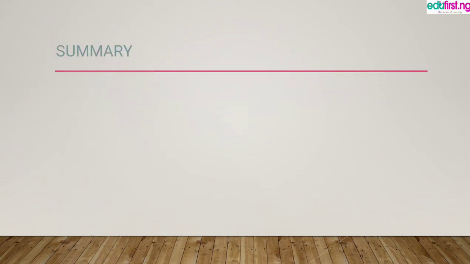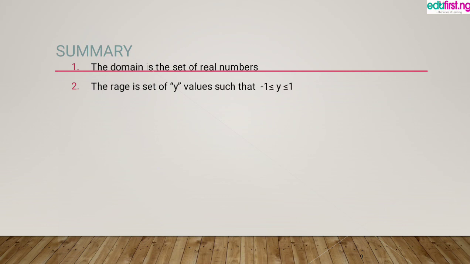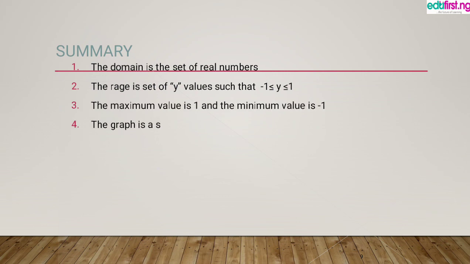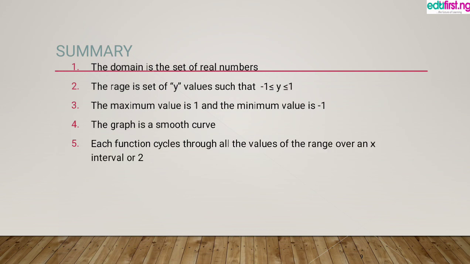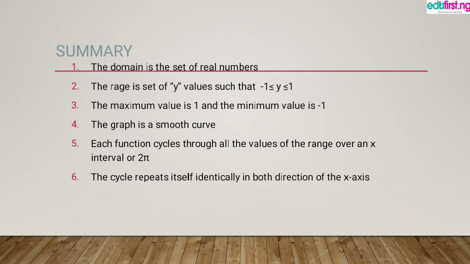Now, in summary, the domain is the set of real numbers. The range is the set of y values such that -1 is less than or equal to y, less than or equal to 1. The maximum value is 1, and the minimum value is -1. The graph is a smooth curve. Each function cycles through all the values of the range over an x interval of 2 pi. And lastly, the cycle repeats itself identically in both directions of the x-axis.